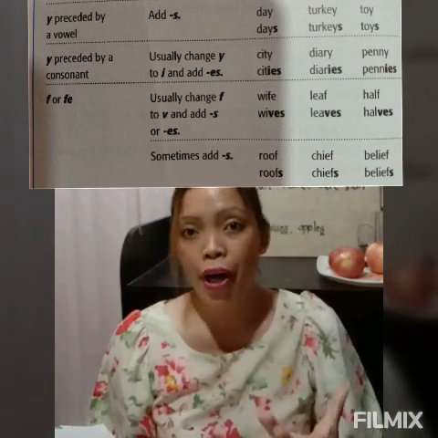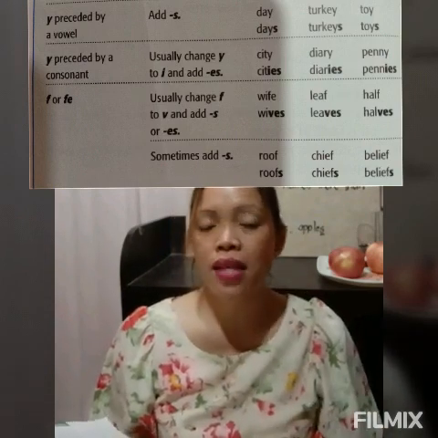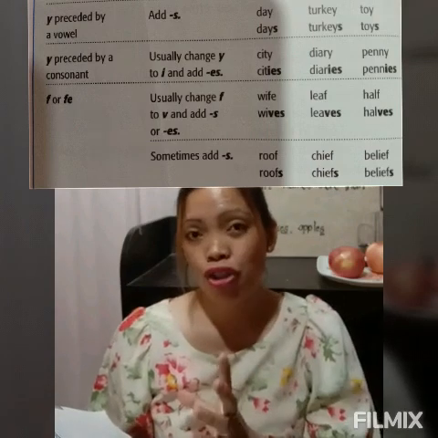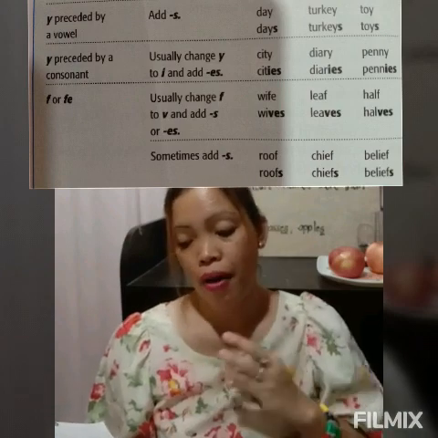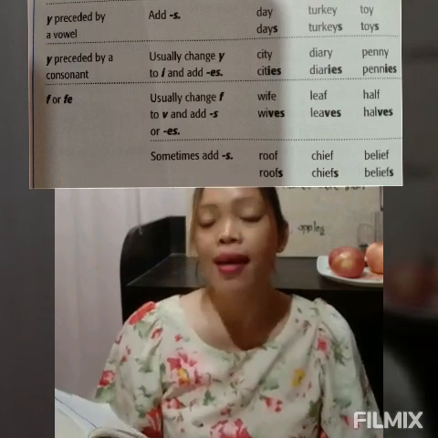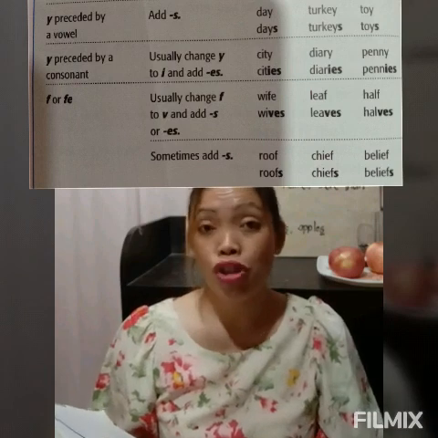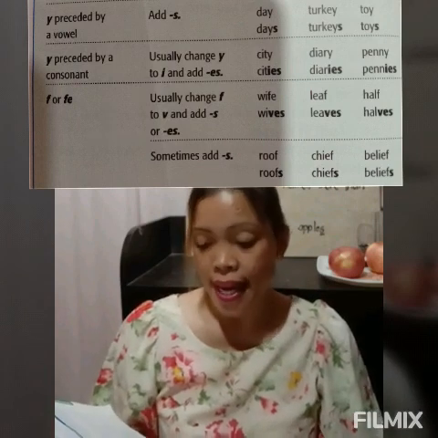Then we have diary. It ends in Y, but check the letter before Y, preceded by a consonant. Then you are to change Y to I and add ES.